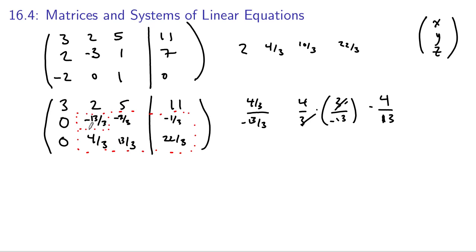This example is kind of rough, but that's okay. We can get through it. So negative 13 thirds times negative 4 thirteenths will be the 4 thirds that we wanted. So when we add, we'll get 0.